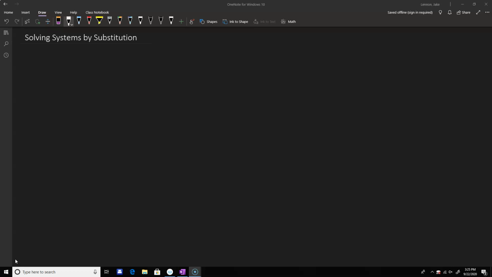In this section we're going to be looking at solving systems by substitution. We've already looked at solving by elimination, so let's take a look at what the idea is and how this method of solving is a bit different.